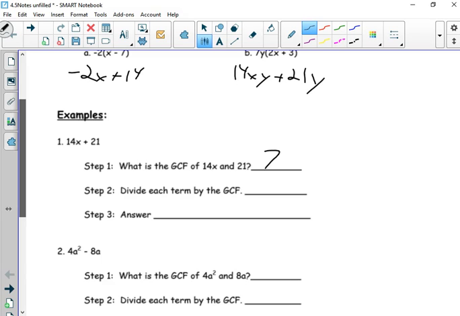Now, do they have a common letter? No, they don't. The first one has an x, the second one has nothing. Now, if the first one had an x squared and the second one had an x, we could say they have an x in common. But that doesn't apply here. So, now we're going to divide each term by the GCF. Okay? So we're going to take it out. And the answer is going to be looking like this. 7 times 14 divided by 7 is 2. And 21 divided by 7 is 3.